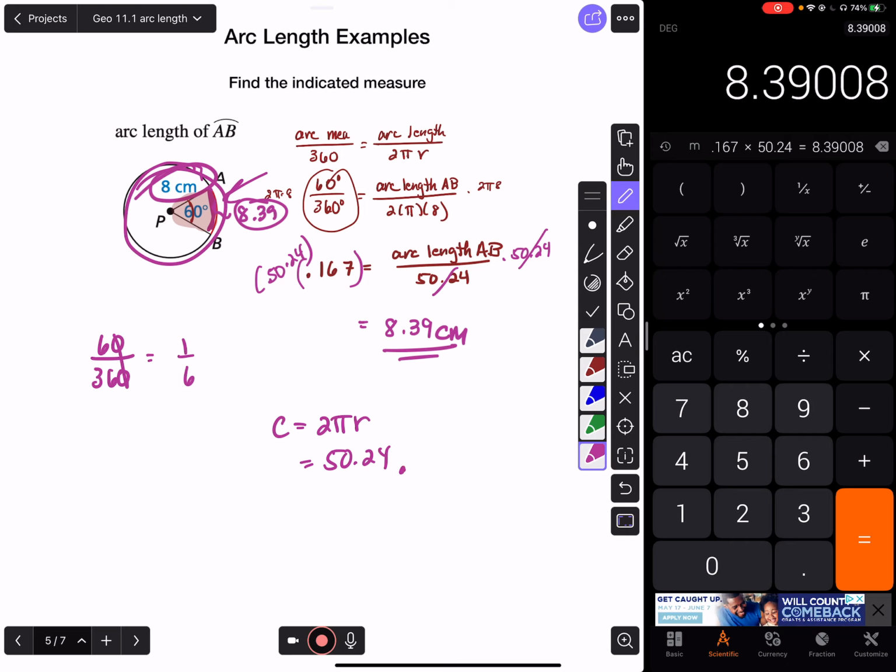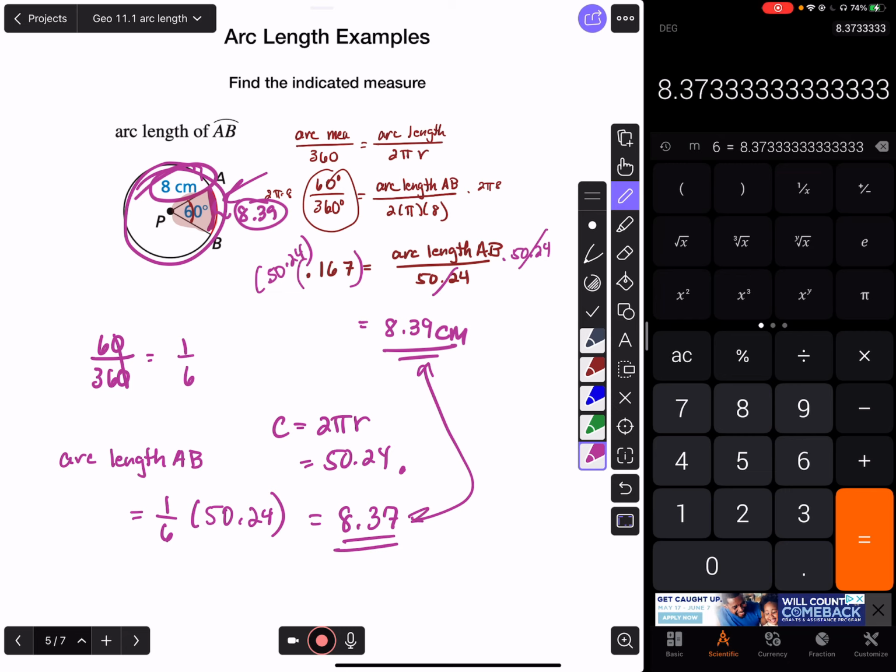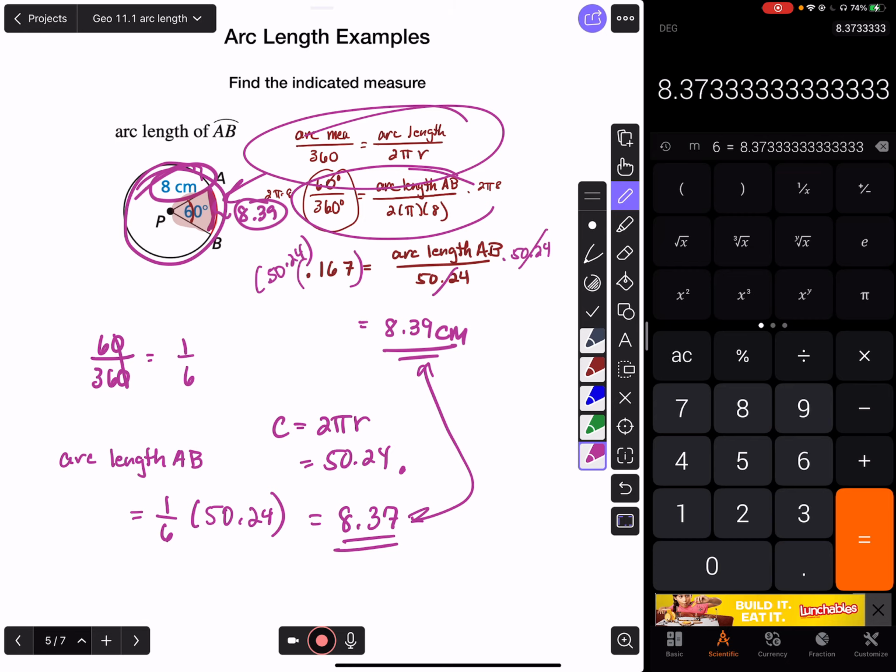So if I want the measure of arc length AB, all I think of in my head is I need 1/6 of the 50.24. And so I go 50.24, and I'll just divide by 6. And I get 8.37. And so you can see, because of our rounding, we were off by just a little bit. So I don't even generally think of this equation when I try to solve these problems. Let's look at the next one.